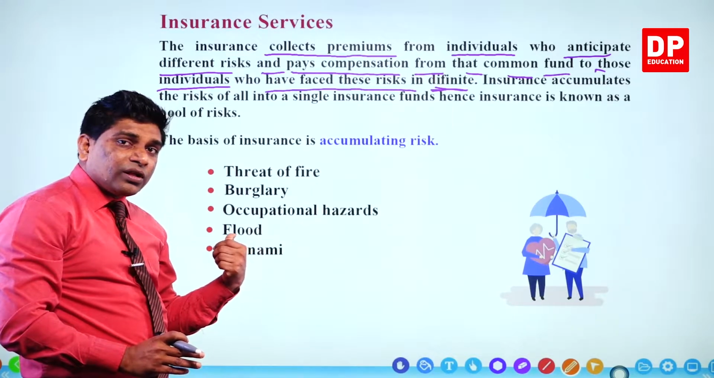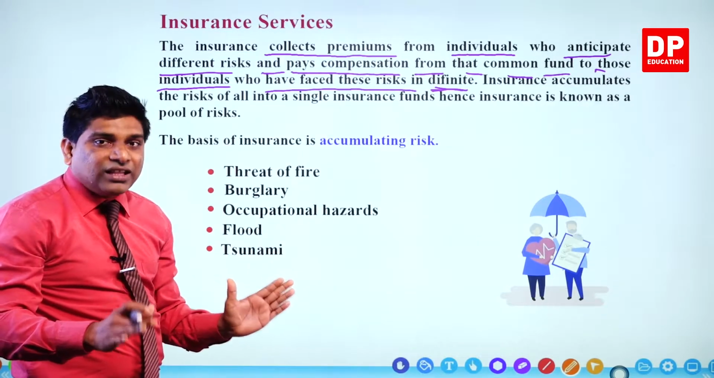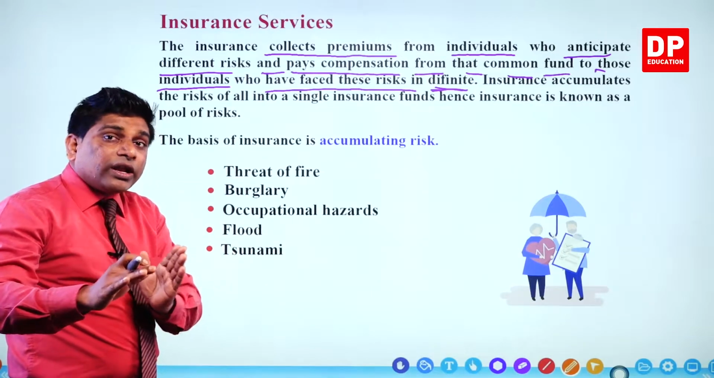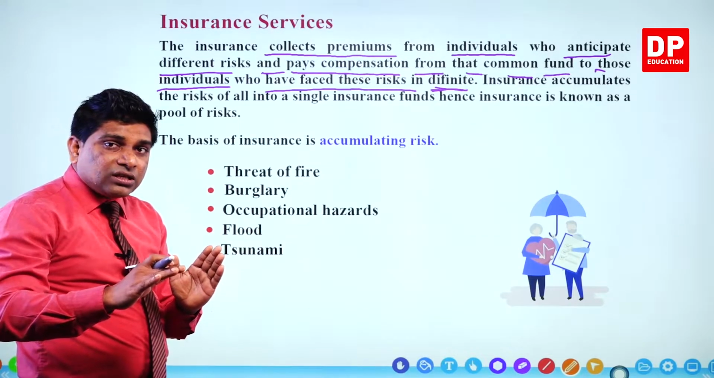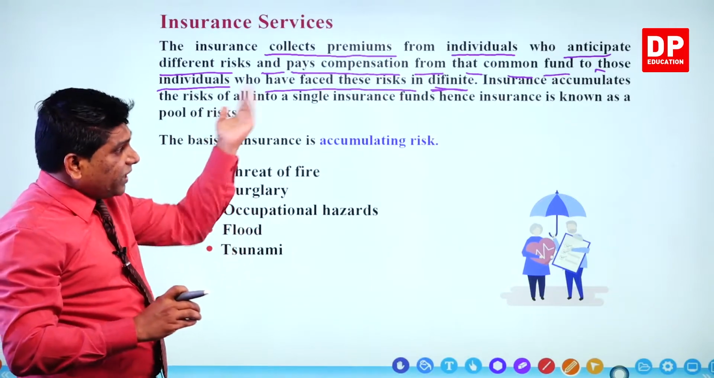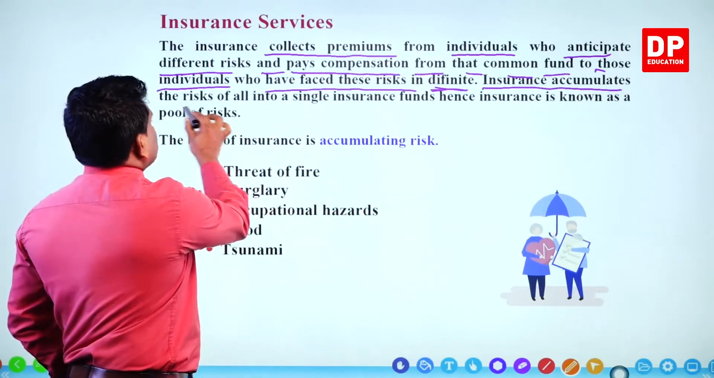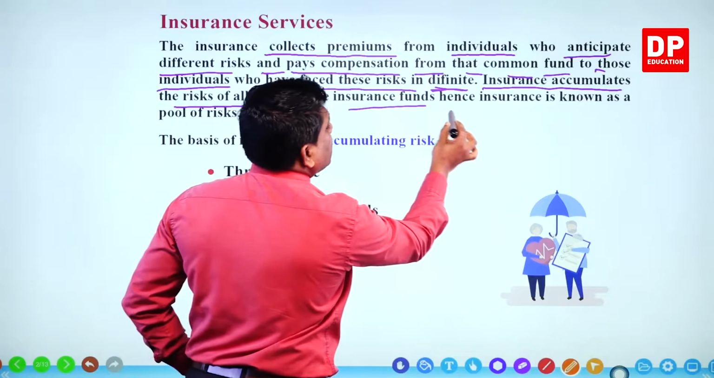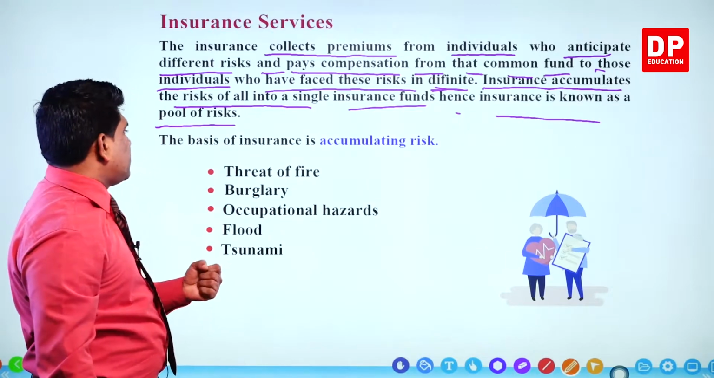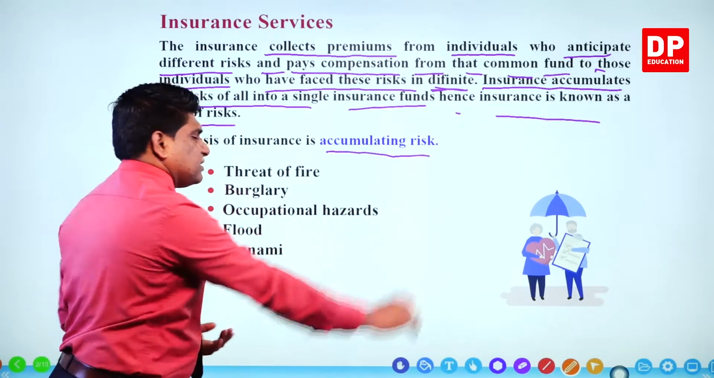Now, Nimal, out of these 10 people, faces a risk. Then this fund will give money to Nimal to recover his financial loss due to the risk. It is the simple concept. That's why I explained it here. Insurance accumulates the risk of all into a single insurance fund. Hence, insurance is known as a pool of risk.